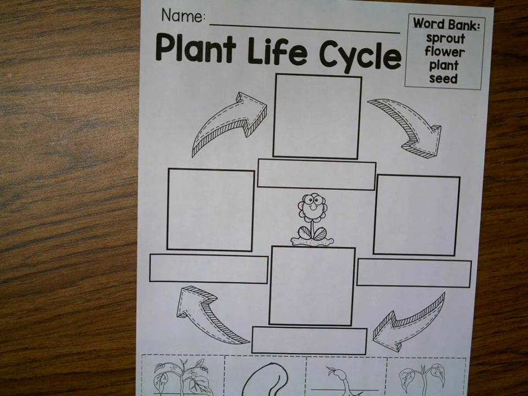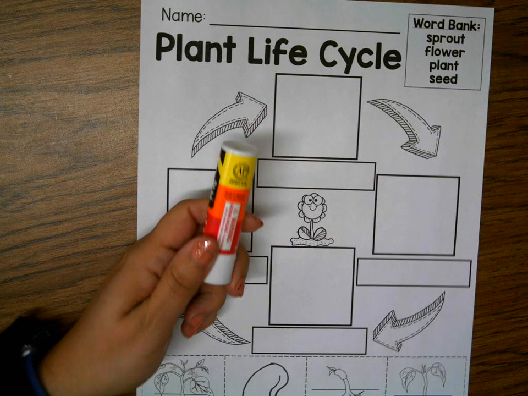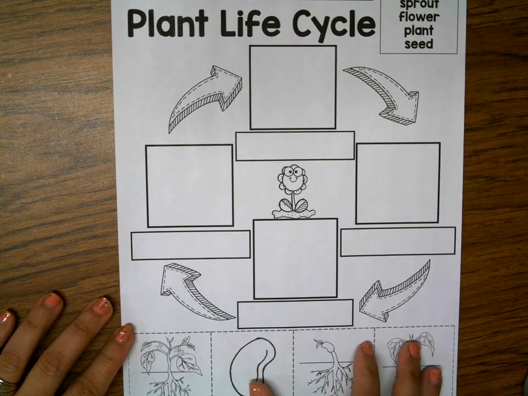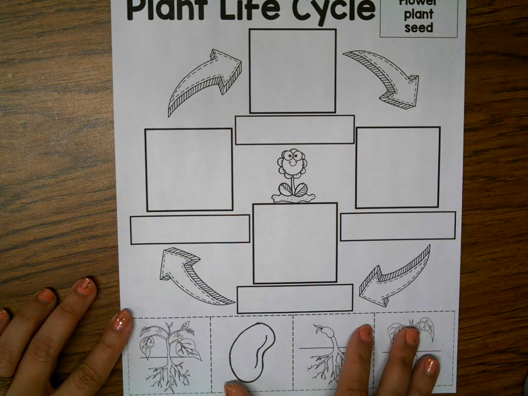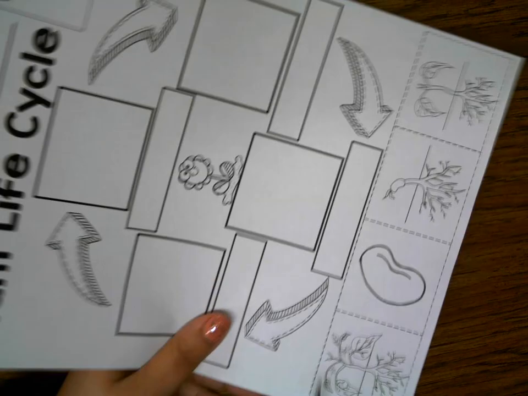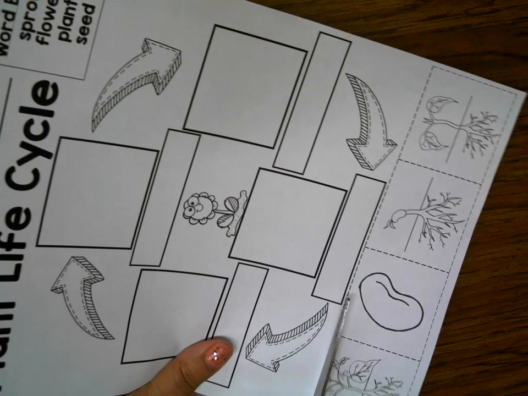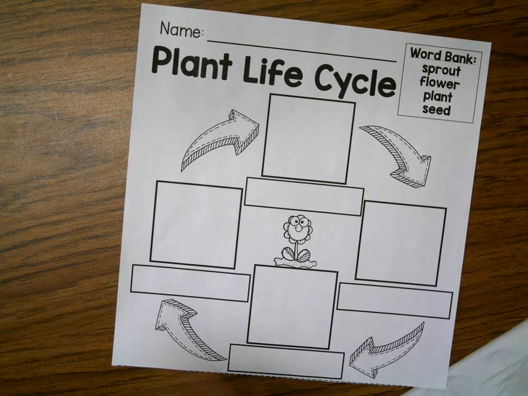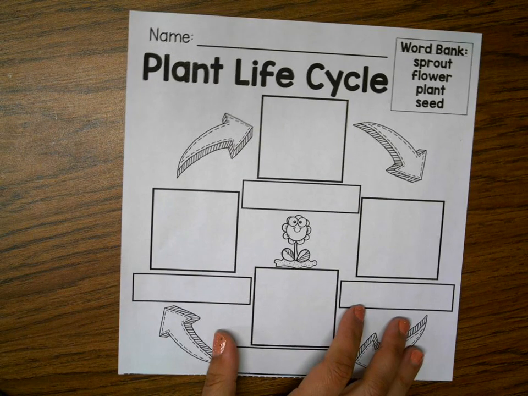Okay, so today we're going to label the plant life cycle. So you're going to need some glue and some scissors and a pencil. You're going to take the paper that you have that looks like this. And the first thing you're going to do is cut off the bottom pieces. Okay, so now you have a paper that looks like that.